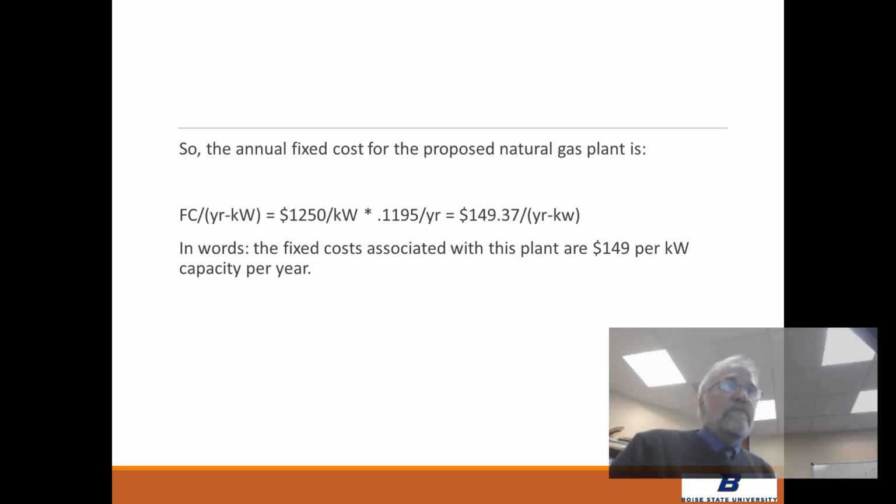So we can just finish this off. The annual fixed cost for this proposed natural gas turbine is 0.1195 times $1,250 per kilowatt. So it's about $149, just about $150 per kilowatt of capacity. So if it's a 300 megawatt plant, you multiply $150 by 300,000 and you get what's likely to be that annual cost that you'll have to account for in the fixed cost of that plant.